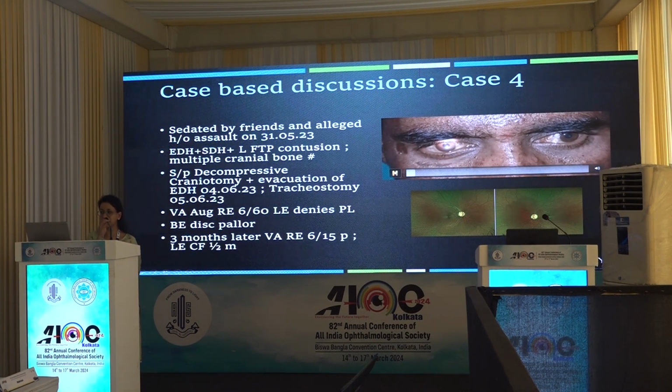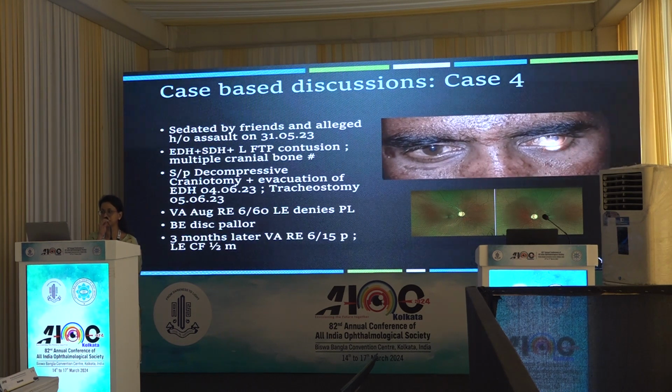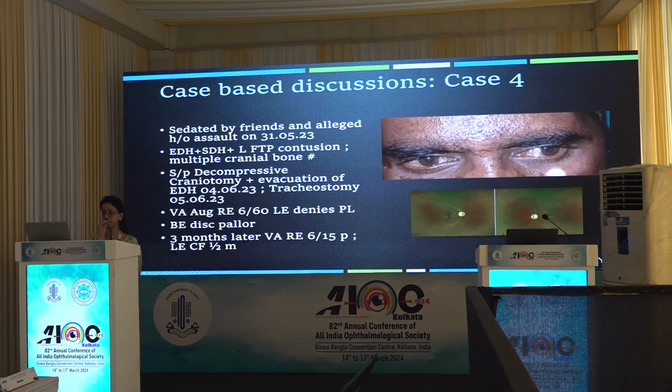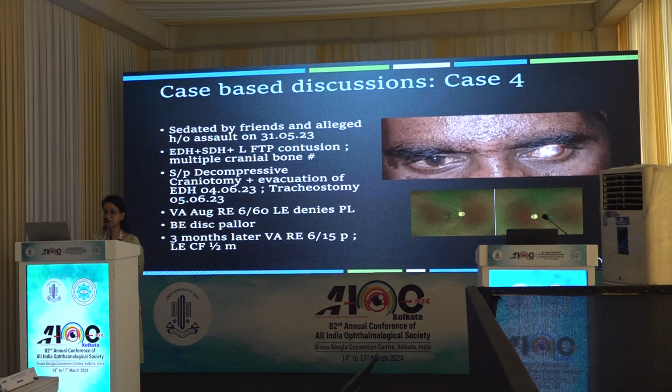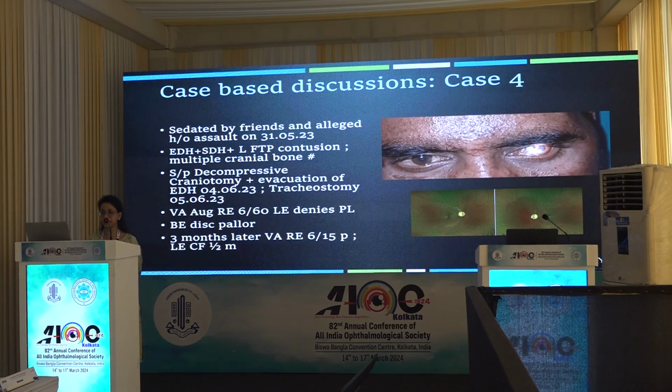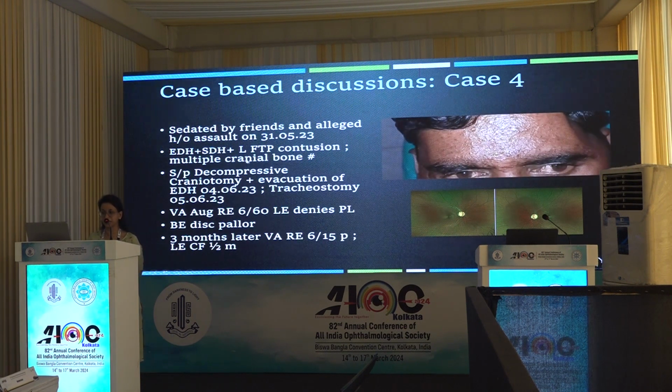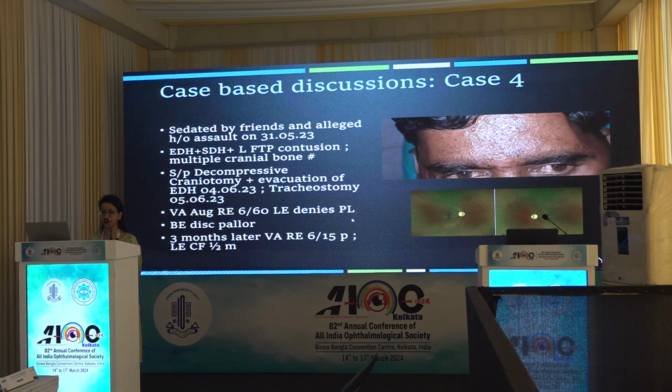So basically he had loss of vision in both his eyes. As you can see that the left eye has a bit of anisocoria compared to the right eye. The right eye is reacting but sluggish. The left eye, you can see the afferent defect very clearly. So he was sedated and he had a history of assault and he had multiple intracranial hemorrhages and he underwent decompression craniotomy. So the right eye vision initially on assessment was 6/60 and the left eye was a no PL.